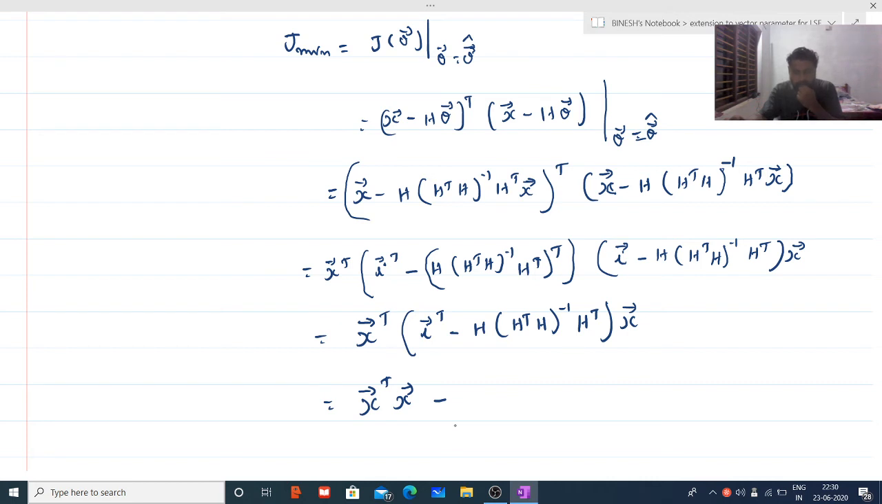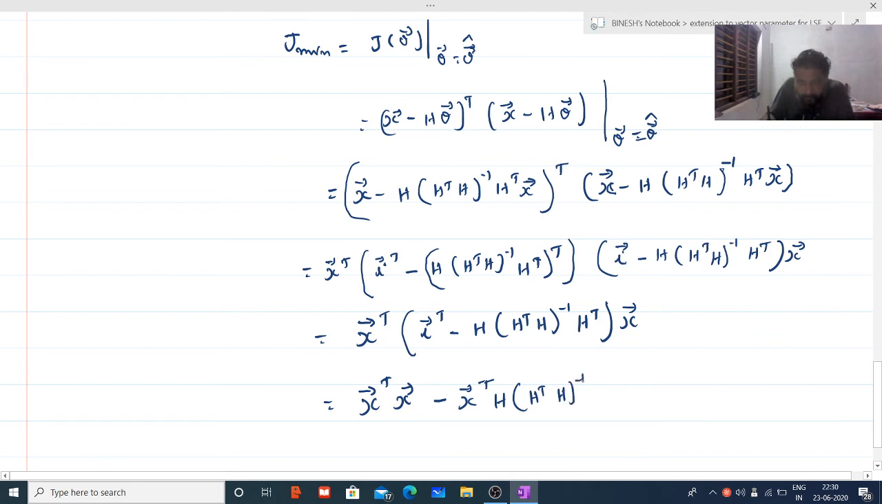X transpose X minus, I will take it as X transpose, some mistake I think I had done, no, now it is correct, X transpose H, I have confused here, H of H transpose H inverse H transpose into X. I think now it is clear. Okay, so that changes to, in general that changes to what?